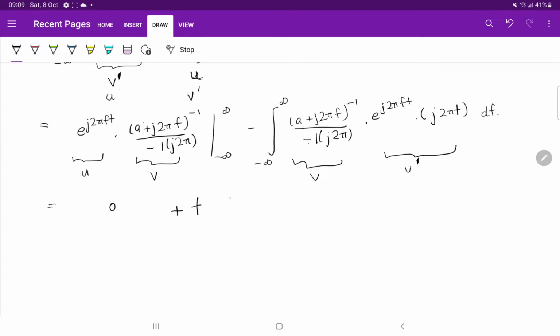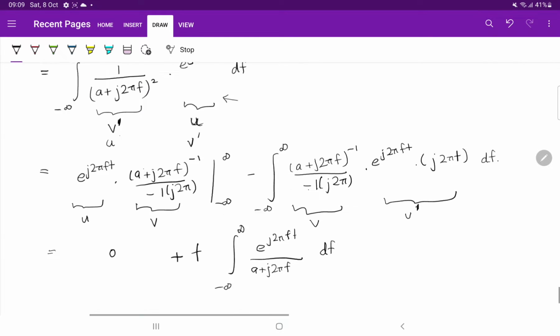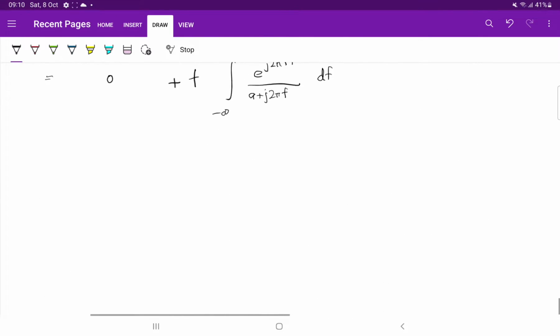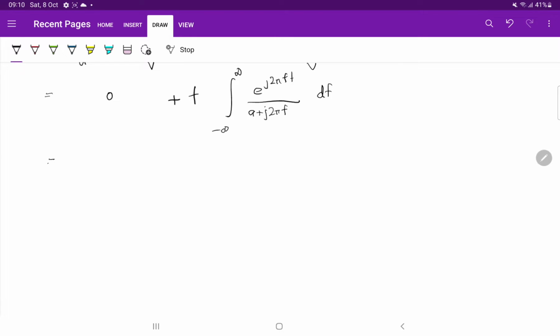So it's going to be like this t, and the existing part is going to be a plus j 2 pi f to the power minus 1, which we can write like this, 1 over a plus j 2 pi f, and the existing part is e to the power j 2 pi f t df, from minus infinity to infinity. So now you can clearly identify this part is going to be equal to this hint they have provided. It's going to be e to the power minus at. So you can directly write and get the x(t) function. So this is your answer.